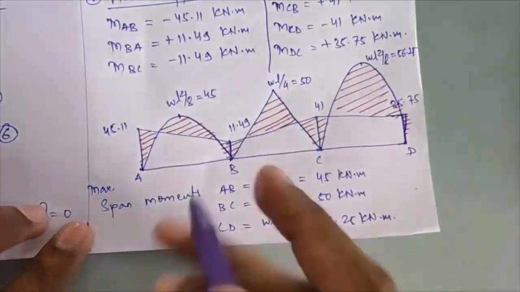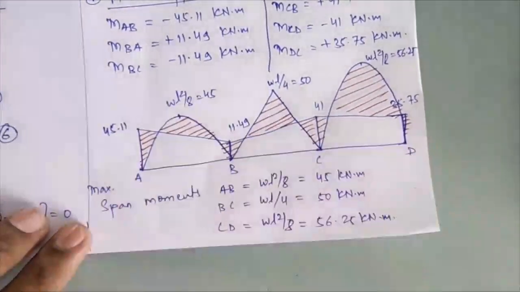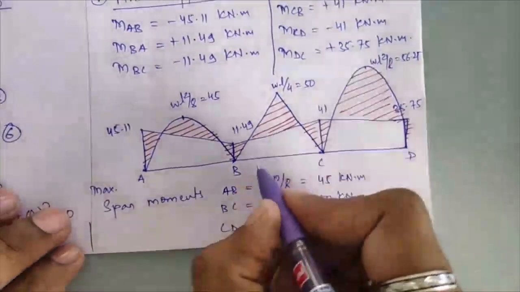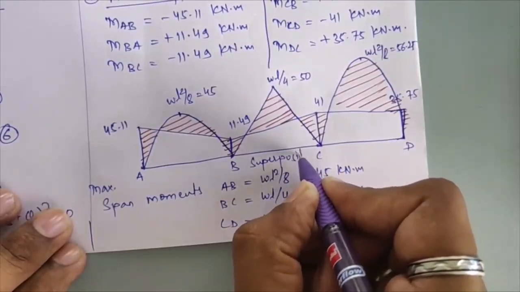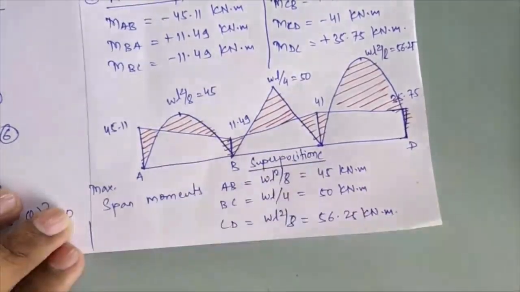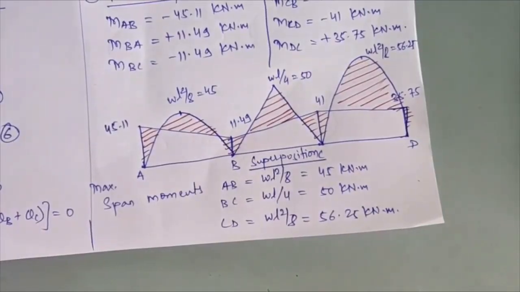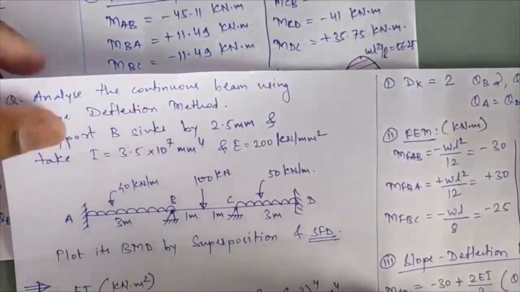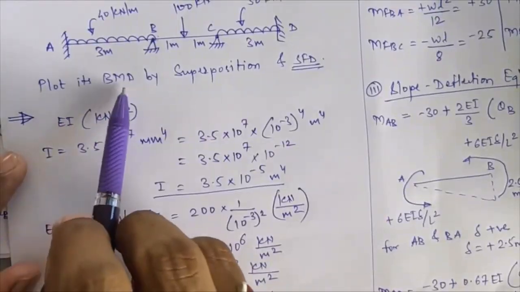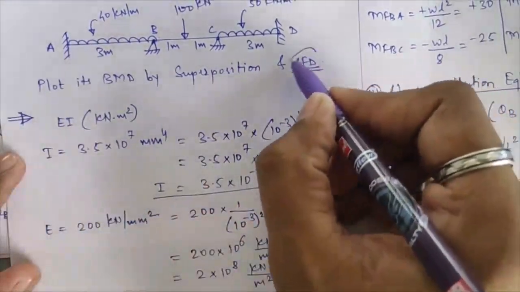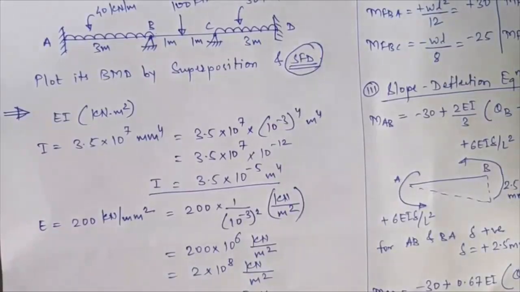Okay, so that gives me total BMD by superposition over there. Just I'll write here superposition, so you'll understand it. BMD by superposition over there. Okay, here your numerical is not completed actually, because in the numerical what is asked, you have to plot the bending moment diagram by superposition, and also you have to plot the shear force diagram over there. So we'll see how we have to plot the shear force diagram further.